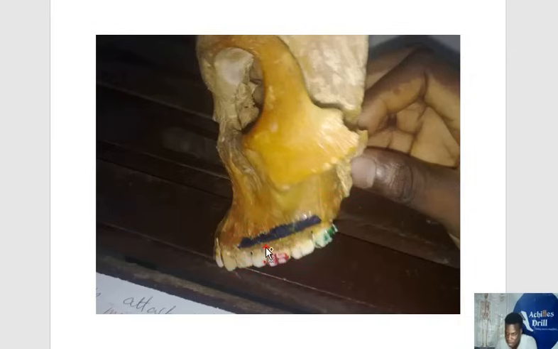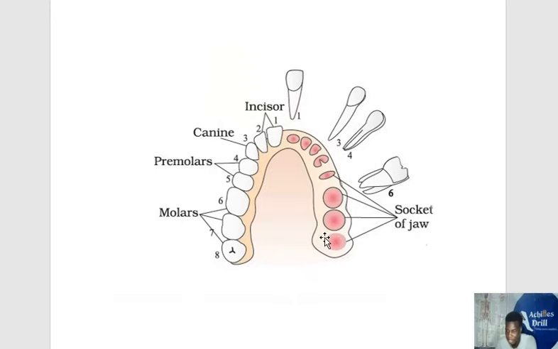Now you can see a tooth painted here, another painted here. Usually you'll be asked to identify what tooth is painted, and you will be asked to be specific. Is it an incisor? Is it a molar tooth? Is it a premolar tooth? And even if it's a molar tooth, is it the first, the second, or the third? That's why your knowledge of the dental formula is key.